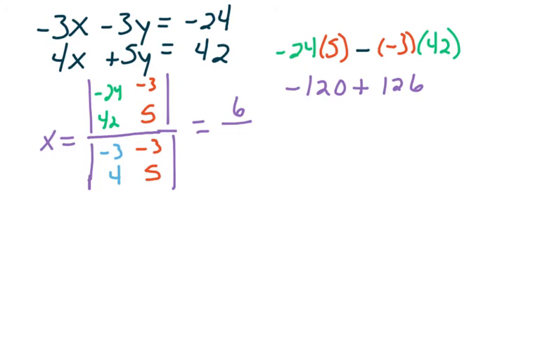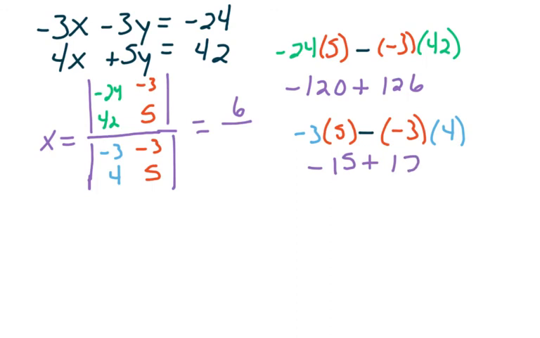Simplifying my bottom, I'll have negative 3 times 5 minus negative 3 times 4. Start your diagonal going up, subtract the diagonal going the other way. So negative 15, negative times negative is plus 12. Negative 15 plus 12, 15 in the hole, adding 12, I'm at negative 3, which simplifies to x equals negative 2.